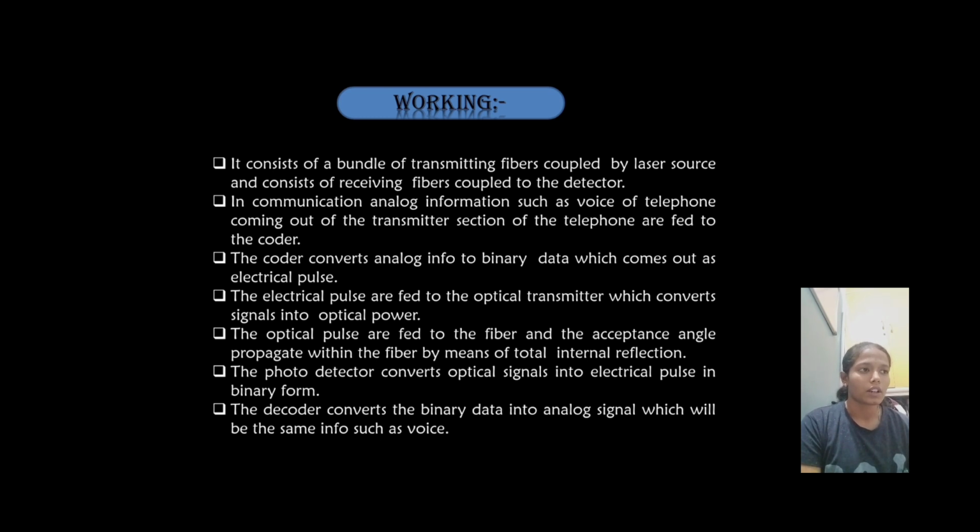You can see in the diagram the transmitter. These optical pulses are fed to the fiber, and within the acceptance angle they propagate within the fiber by means of total internal reflection. This works on the principle of total internal reflection. The photodetector converts optical signals into electrical pulses in binary form, and the decoder converts the binary data into an analog signal, which will be the same as the original information such as a voice. And this is the flowchart of fiber optic communication.